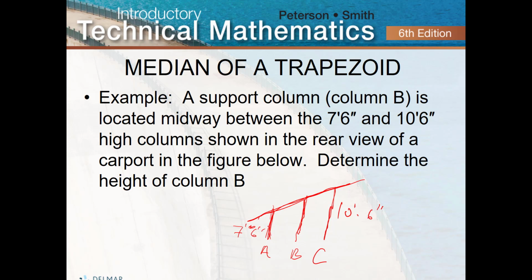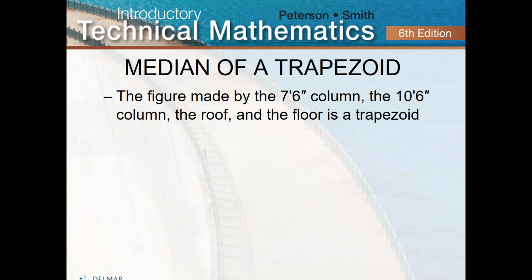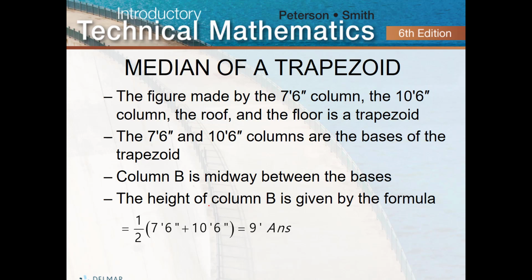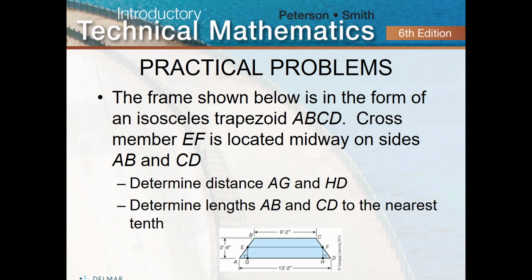And so I'm going to do 10.5 plus 7.5. So, and divide that by 2. So this is going to be 9 feet right there. Drawing a picture always helps. Make sure you draw pictures. So, talking about midway, 9 feet. 1/2 of the sum of the two bases. All right.